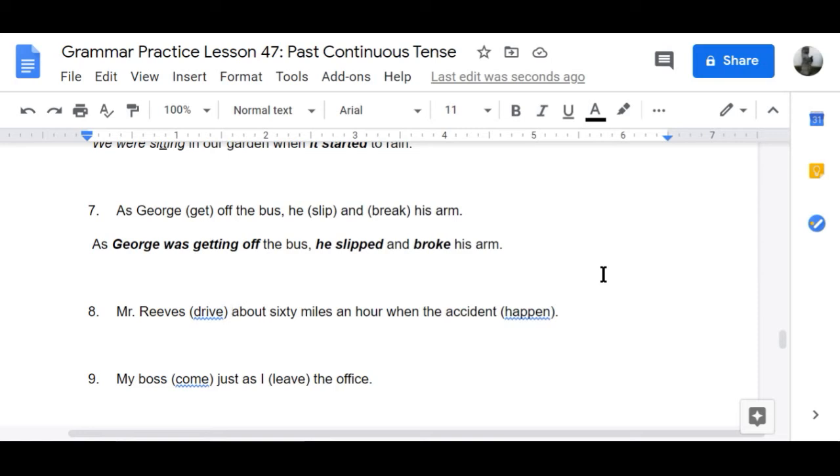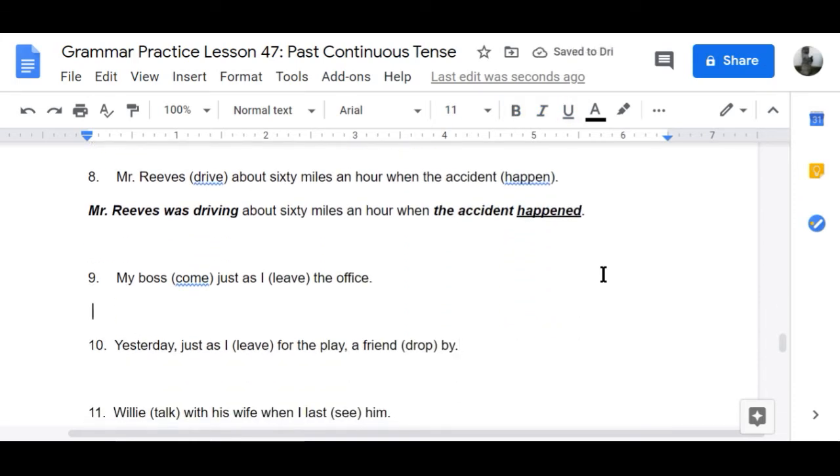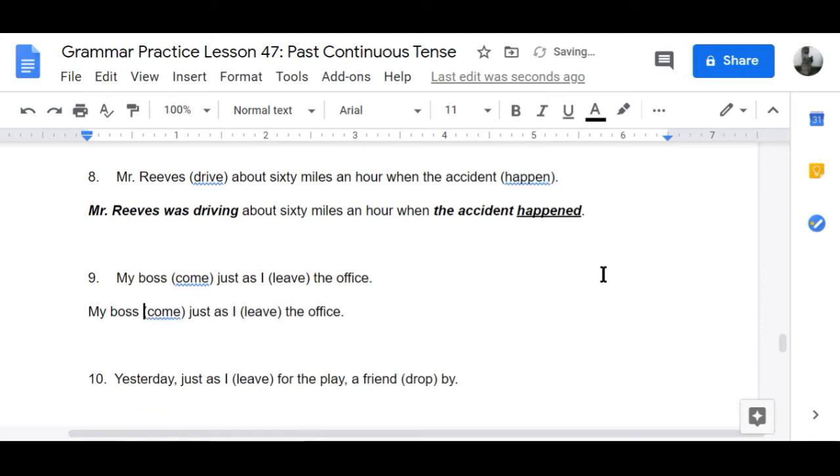8. Mr. Reeves about 60 miles an hour when the accident. So, Mr. Reeves, what were you doing? Tell us a little bit more about it. Mr. Reeves was driving. Mr. Reeves was driving about 60 miles an hour when the accident happened. Regular verb. The accident happened. Cool, guys. Number 9. My boss, just as I the office. My boss, what? Let's see. My boss came.